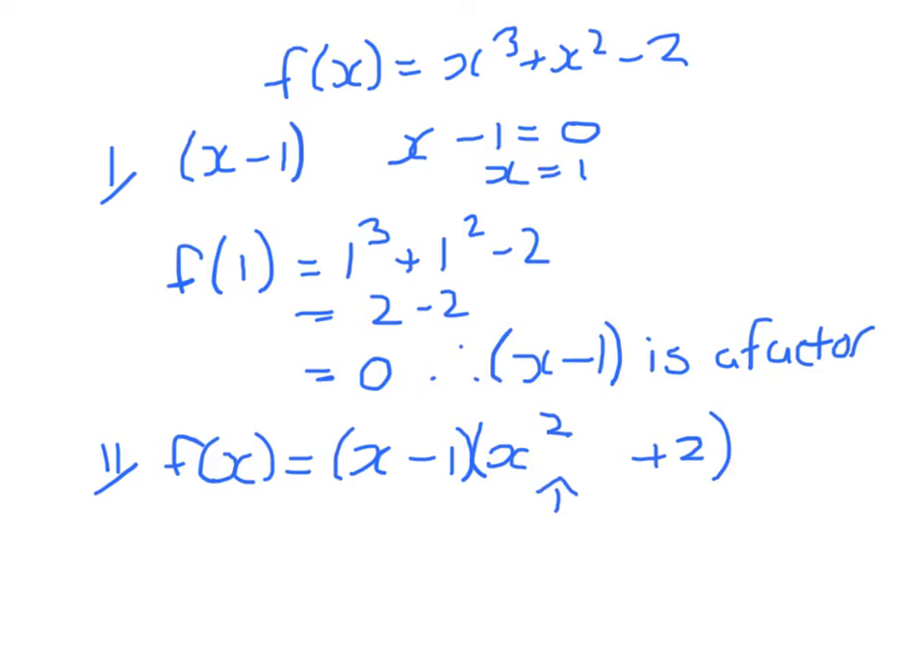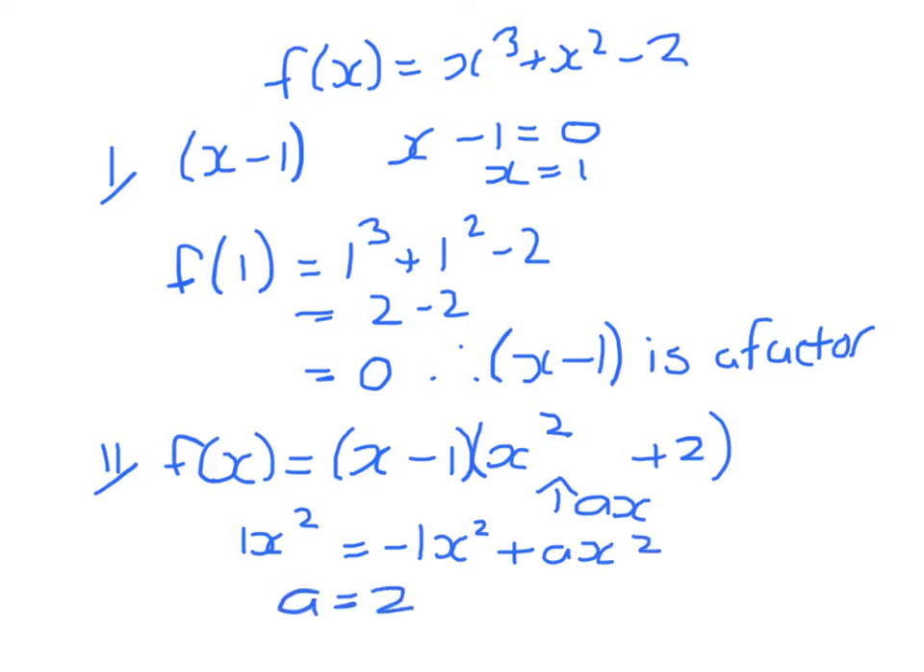That leaves me the term in the middle, ax. I want to end up with 1x squared, so I already have minus 1x squared and I need plus ax squared, and that tells me that a must be 2, which gives me that f of x equals x minus 1 upon x squared plus 2x plus 2, and that quadratic does not factorise.